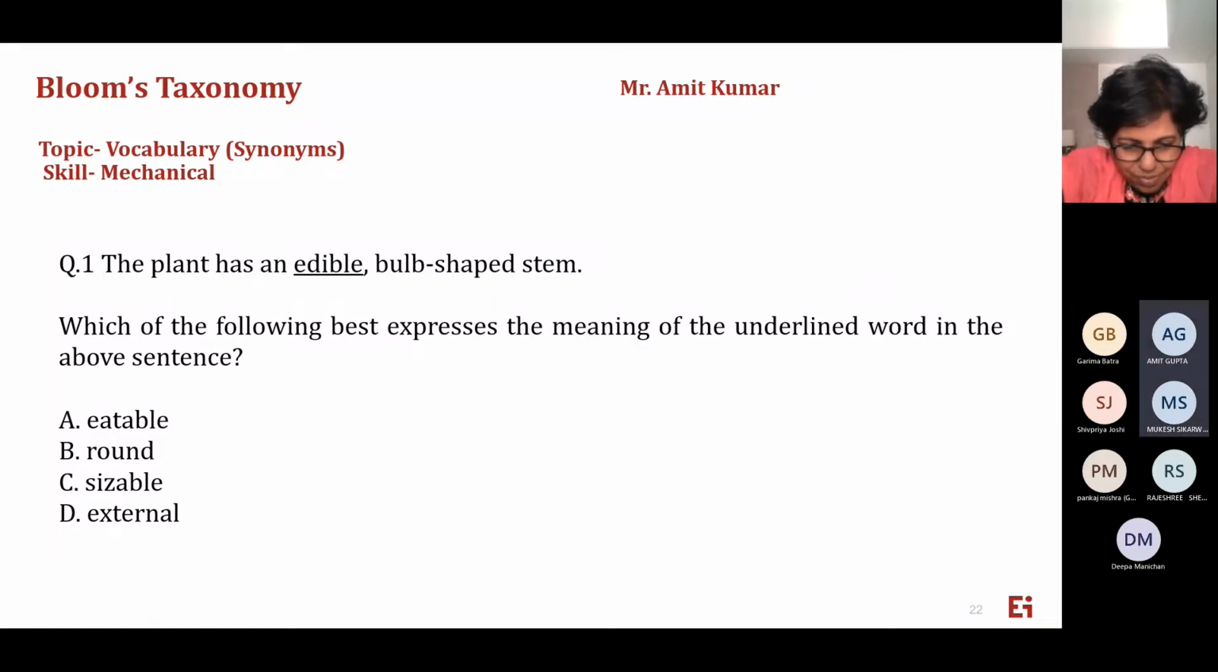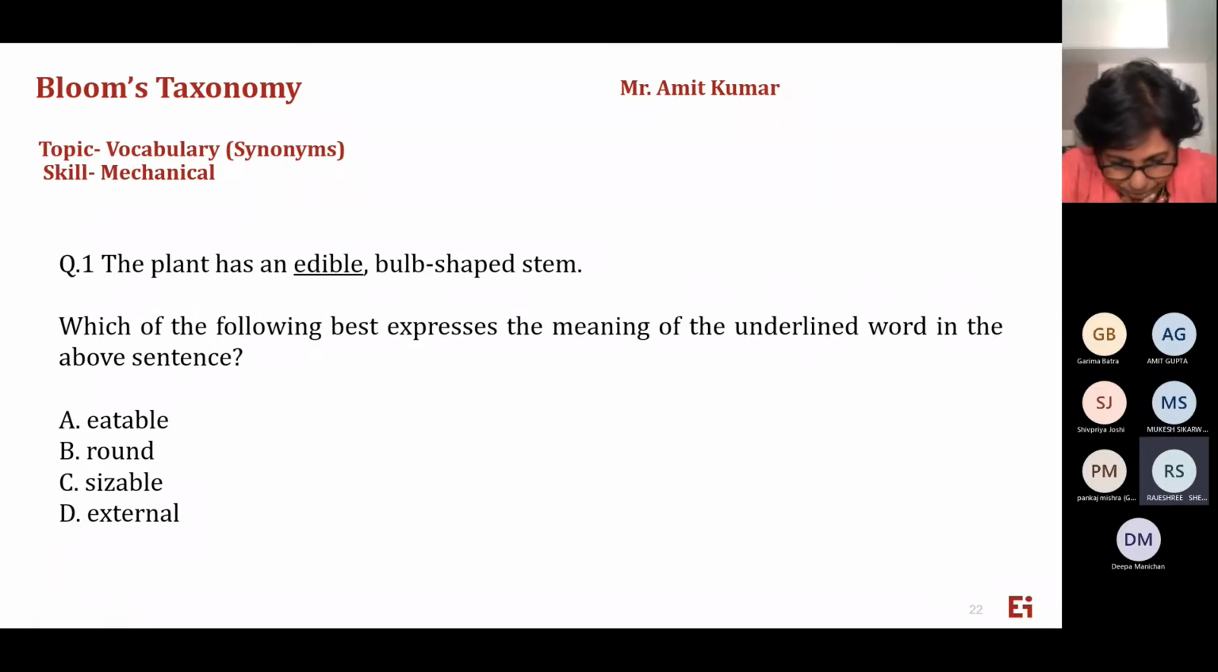Rajeshri ma'am, could you please go next? Yeah, thank you, sir. Am I audible, ma'am? Yes, ma'am. I also agree with all my teammates that it is a mechanical type of question, because when we read the question, the prompt, there is no clue. We are just talking about whether we know the word or not.